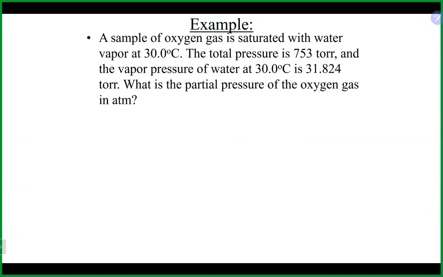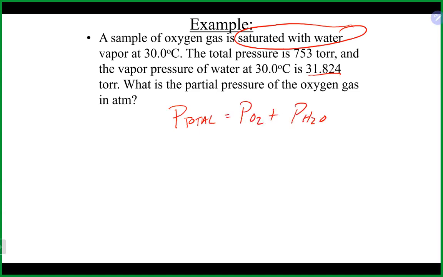If we collected oxygen gas that is saturated with water vapor at 30 degrees, the total pressure is 753. The vapor pressure of water at 30 degrees from that table is 31.824 torr. What is the partial pressure of oxygen in atmospheres? The key that tells me this is our partial pressure situation where we're collecting with water is that sentence right there: it is saturated with water vapor. So that tells me the total pressure is equal to the pressure of oxygen gas in this example plus the vapor pressure of water.